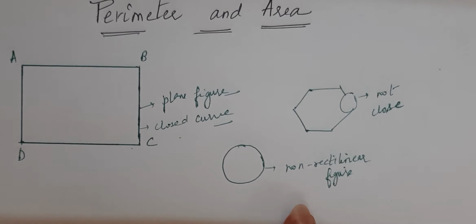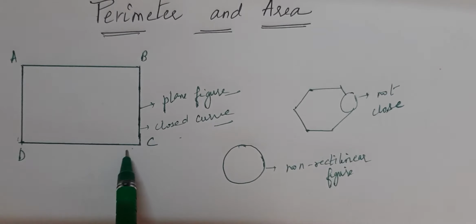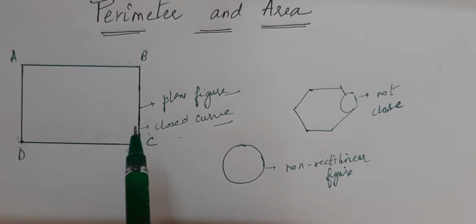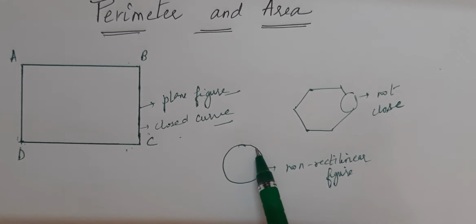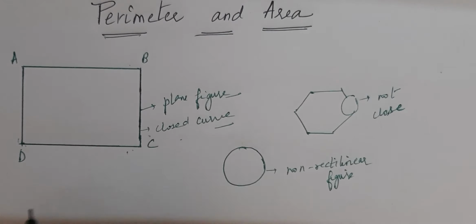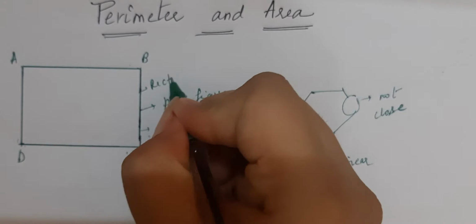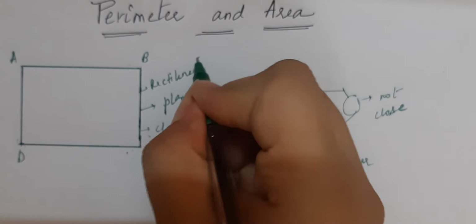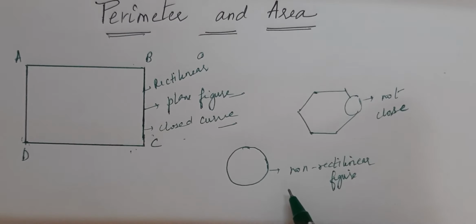What is the meaning of rectilinear and non-rectilinear? You can all see the rectangle here. It is formed with all line segments. But in a circle, you can see there is no line segment because there is no end point and no starting point. So a figure which is formed with all line segments is rectilinear. This is also a rectilinear figure. And a figure which doesn't have any line segment is a non-rectilinear figure. These are the points that you all should know.